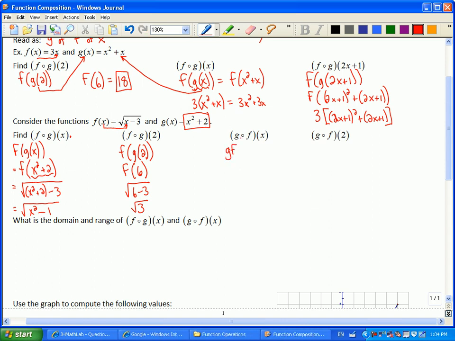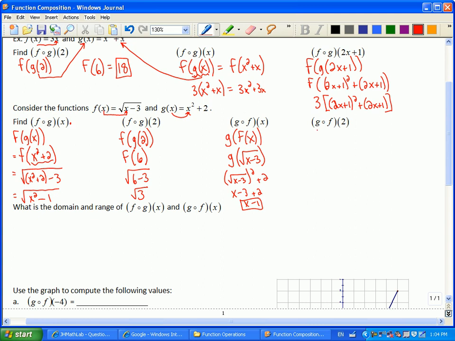So I did go around, I saw a lot of people are on the right track with this one. This is going to be root x minus 3. Whatever you put in for g, it's going to put it right there. So this is going to become x minus 3 squared plus 2. So x minus 3 plus 2. So x minus 1 was what we should have had for this.